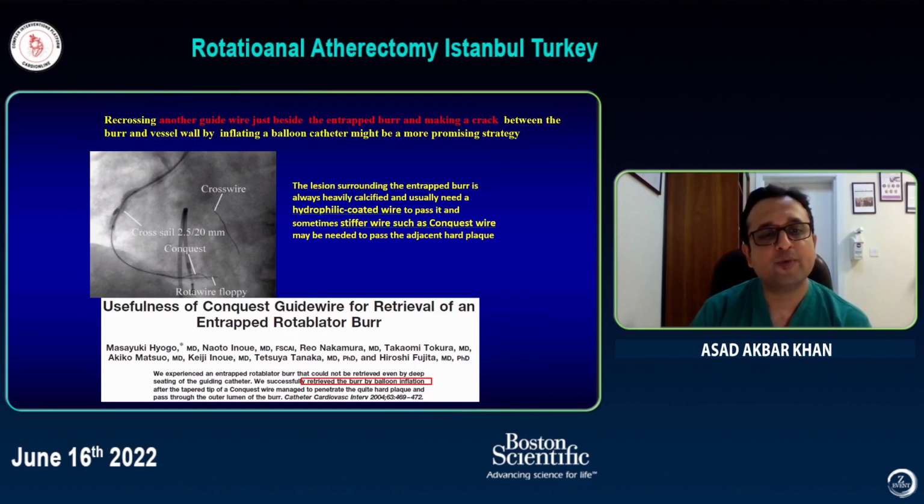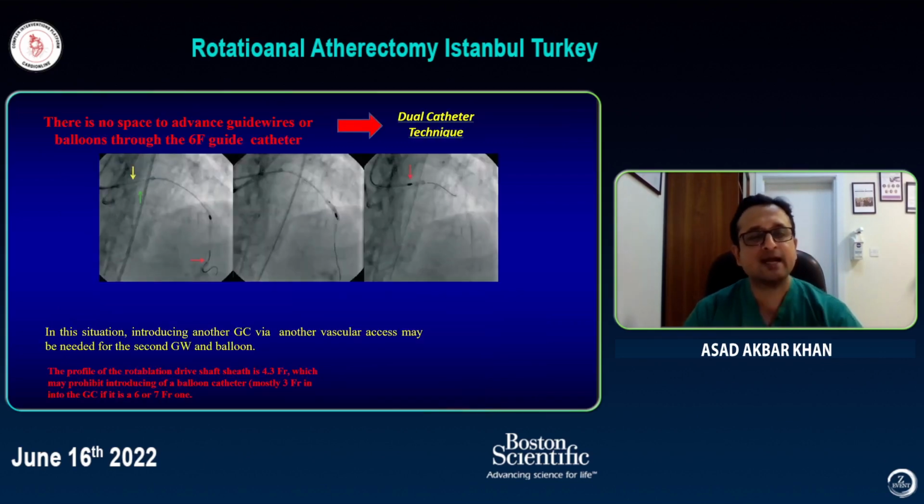Now that was easily doable in the older days when we used bigger guides. In this day and age, when we're using the 6 French guides, what we need to be aware of is that the profile of the rotablation drive shaft is around 4.3 French, and the balloon catheters are usually 2.5 to 3 French. So inside a 6 French or even a 7 French guide, there's not always enough space for the balloon to go in.